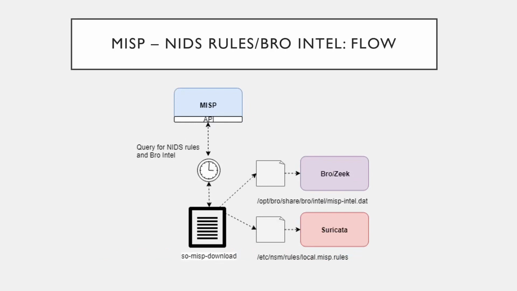And a little bit about the flow here, as you can see, we're interacting with Bro. So about once a day in the morning, we would pull new NIDS rules and new Bro intel via the MISP API, and then we populate that out to our sensors. And then from there, we can alert on and detect via those signatures that we downloaded from MISP.